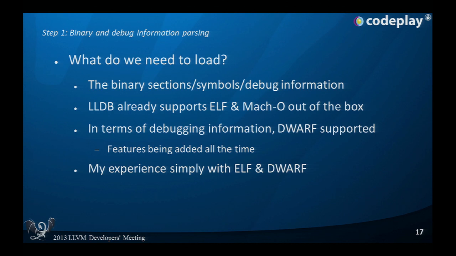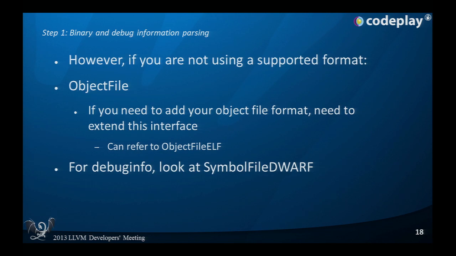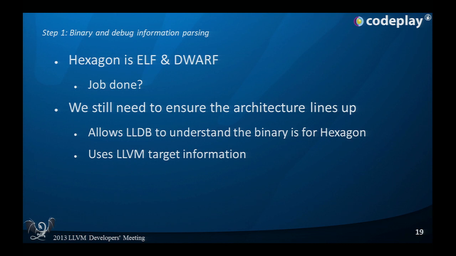I know there's some COFF support in there, but I think in terms of debugging information, it's not really there just yet, especially on Windows. If you're not using a supported format yet, you want to look at the object file classes, and you can use the ELF one of those as a baseline. It's fairly well laid out, and you should be able to work out how to edit it to your particular standard. Hexagon, it's both ELF and DWARF, so job done, right?